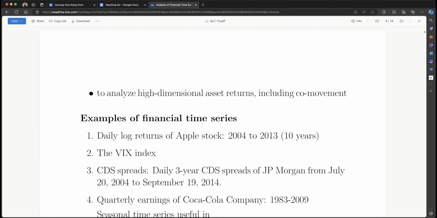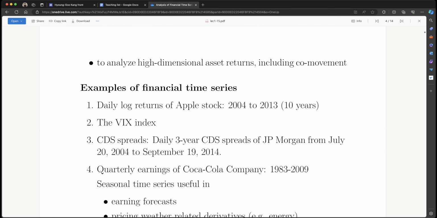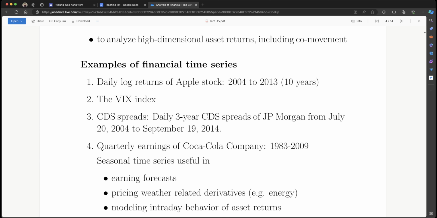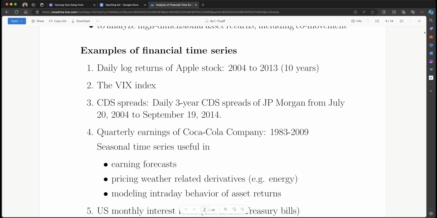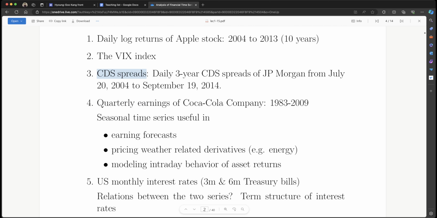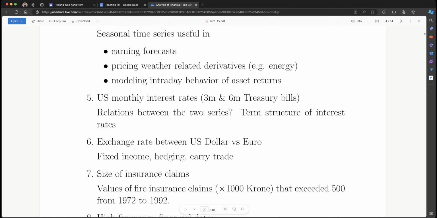Okay, we can skip. So there are examples of financial time series like the daily log return of Apple stock, or the VIX index, the volatility index, or the CDS spread, credit default swap spread. If you want to know what a CDS spread is, you can simply Google it or ask ChatGPT. By the way, in our class, we will use a lot of generative AI models like ChatGPT or Claude, something like that.